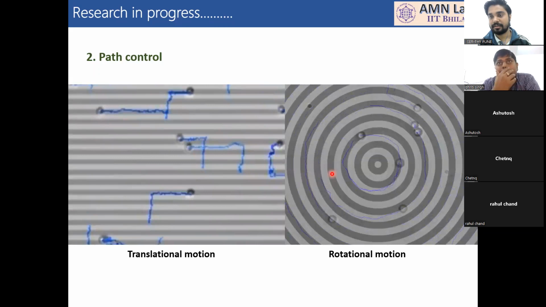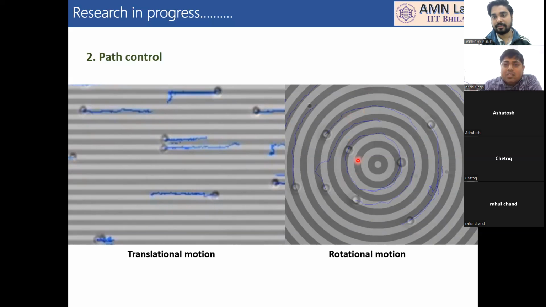Yeah. This is a light pattern formed by DMD, and they are just following. Sometimes they enter the shadow, meaning the gray area is the shadow and the brighter area is the light. Sometimes they move in the shadow because of thermal fluctuations, but mostly they follow the light. So we are able to see their linear as well as circular movement. Now we are trying more different shapes and dynamic patterns, to see how we can train them to move following dynamic or complex patterns.